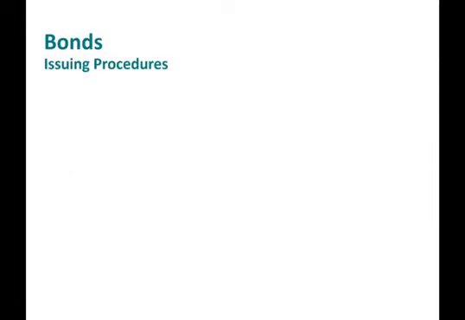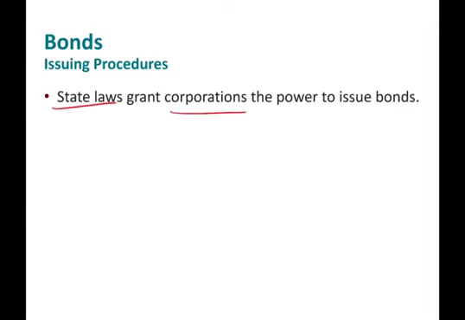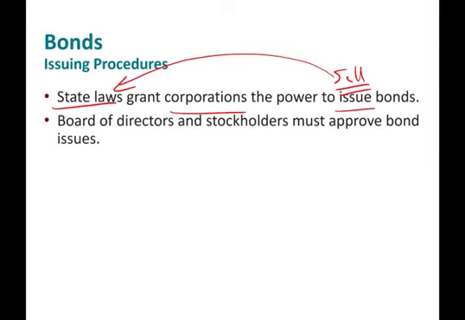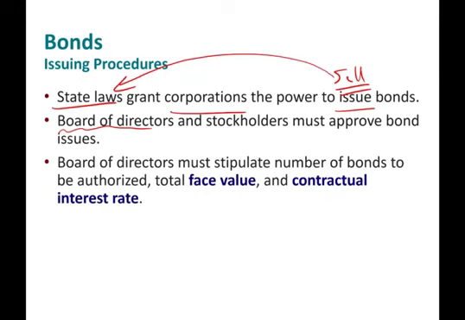So let's take a look at the procedures of issuing a bond. First thing you need to know, the state laws grant corporations the power to issue bonds. So if you want to issue bonds, issue means sell. If you want to sell bonds, you have to go to the state and the state will grant you, just like a corporation. The board and the stockholders must approve bond issues. Not every bond issue, and remember each state is different, but generally speaking, you need to have the approval of the board of directors and sometimes the stockholders to issue bonds, especially if you're borrowing a large amount.